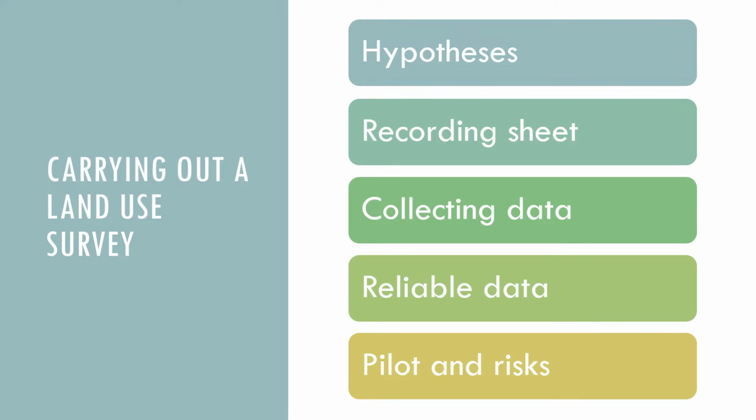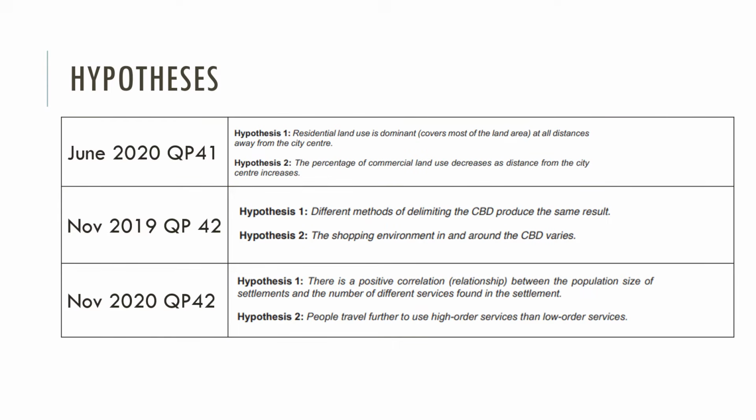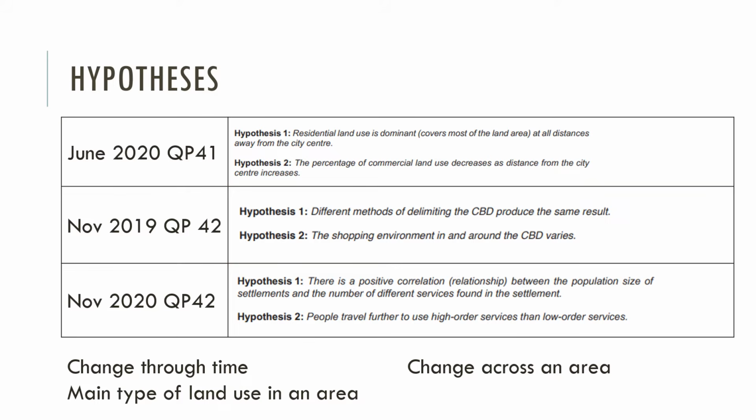So how would you go about carrying out a land use survey? Obviously we start off with hypotheses, so have a little read here, these are taken from a variety of papers. How it changes throughout a transect or through time. The main type of land use in an area, or how it changes across an area. How can we know? How does it change? How can it vary? How can we use that?